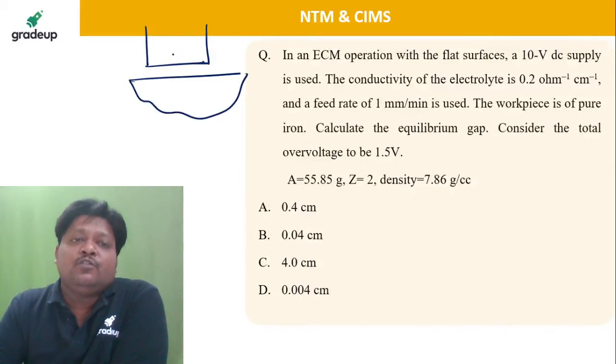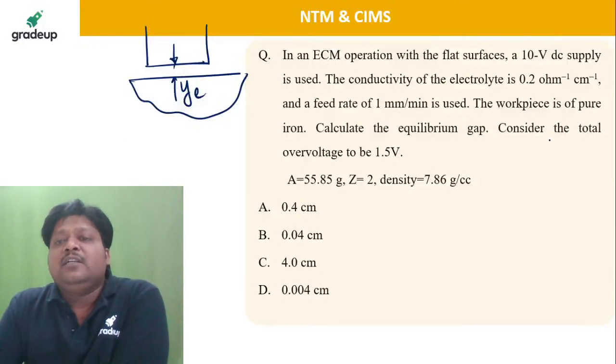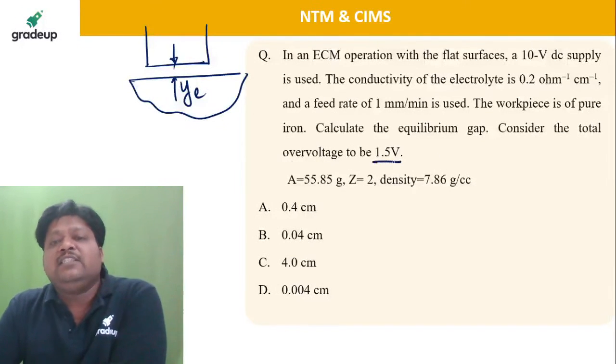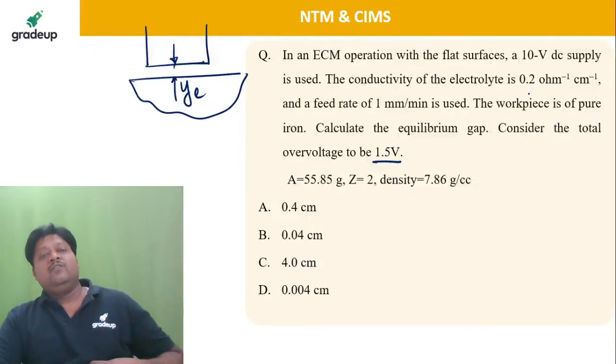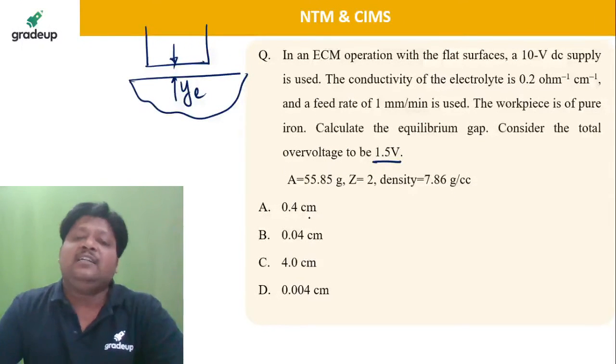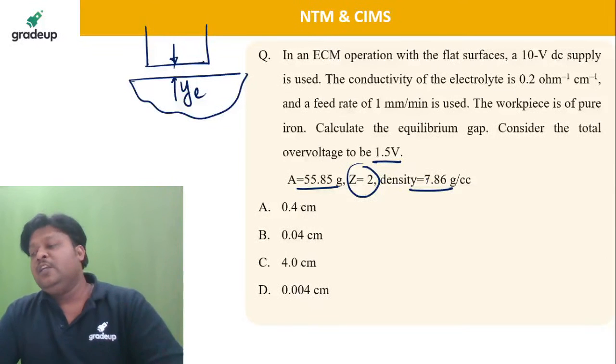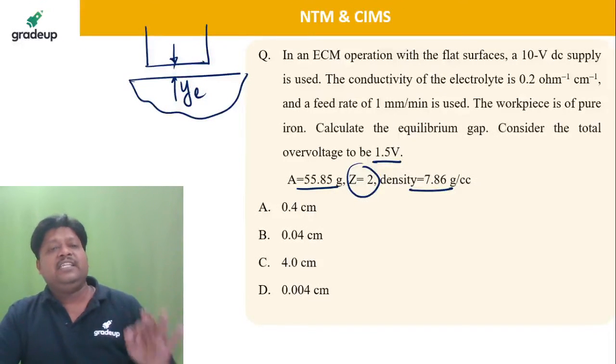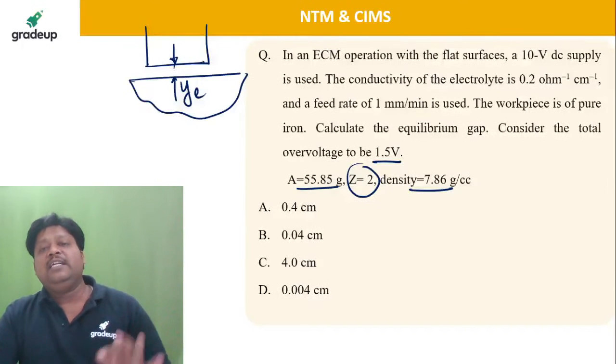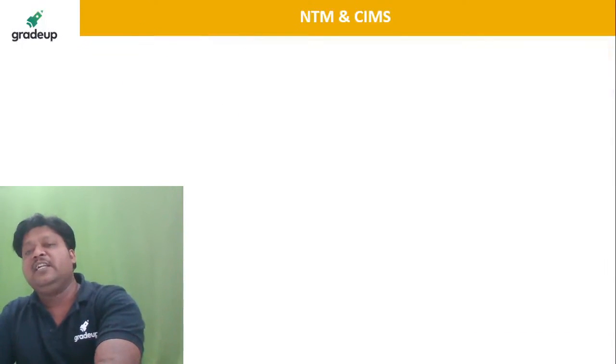Okay, so this is the equilibrium gap you want. Say YE is the equilibrium gap. Consider the tool over voltage is given as 1.5 volt, right? So gram atomic weight of the iron is given 55.85 grams, valence is given, and density of the iron is given to you. So dear students, you know that there is a very standard formula to calculate what? To calculate the equilibrium gap or the feed rate for the electrode. Definitely it is very easy. It is given by which equation?